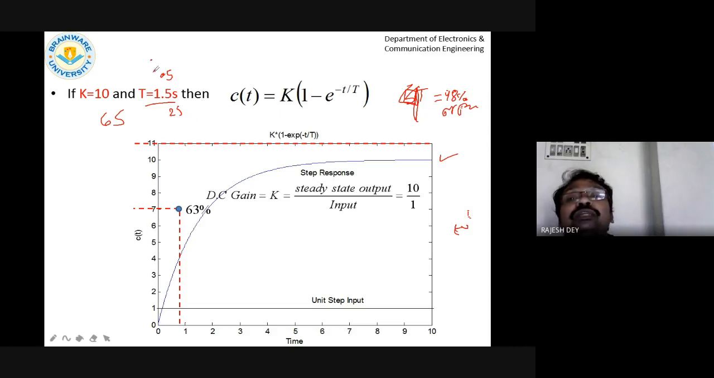If the time constant is 1 hour, then it takes 4 hours to reach the final value. So the time constant is an essential part of the system. Okay.